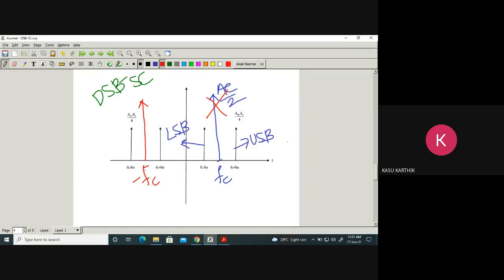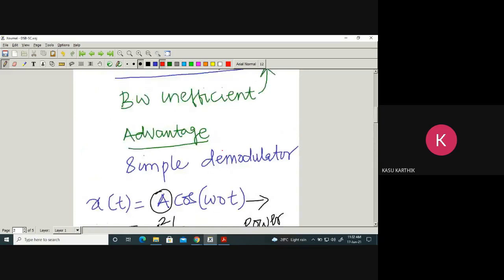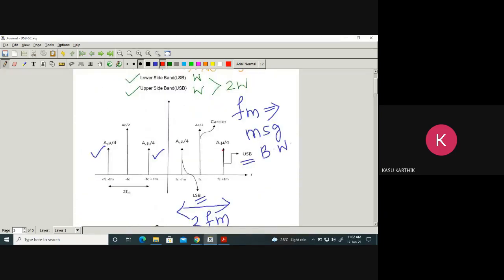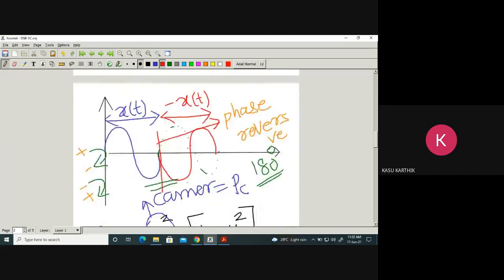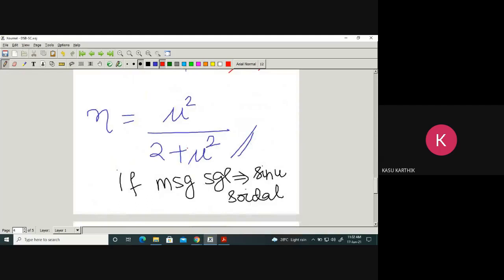One more thing is also missing. There is nothing like mu here. Mu is not defined for DSBSC. We don't need mu here. So what is this amplitude you got? Am Ac by 4. In the amplitude modulation, what you had? Ac mu by 4, Ac mu by 4. But here we don't need mu. That is not defined for DSBSC. Mu is only for AM.